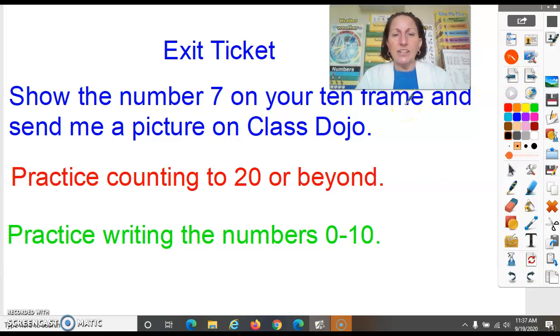I want you to practice counting to 20 or beyond. And then I want you to practice writing your numbers today, 0 to 10. Also complete all of your Canvas work today. Don't forget to get on Canvas and finish up those math assignments.